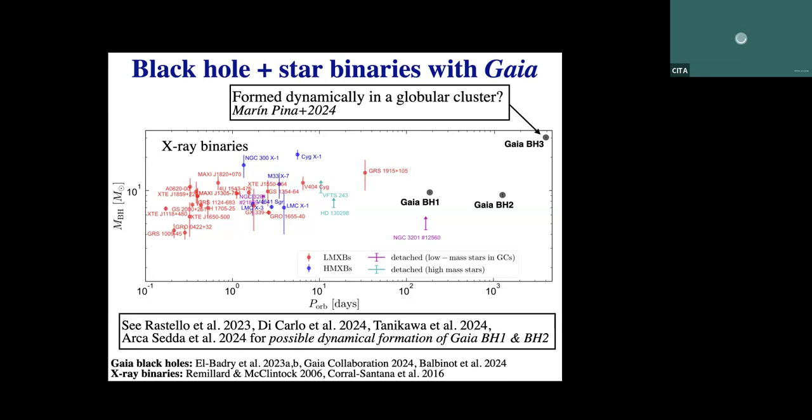So this is the analog of the NGC 3201 sources that happens to be in the halo because the cluster it was born in did not survive to the present day. This is an additional piece of evidence that black hole binaries are forming dynamically in globular clusters. Again, astrometric solutions are really nice because they give you an exact mass. Radial velocity solutions only give you a minimum mass.